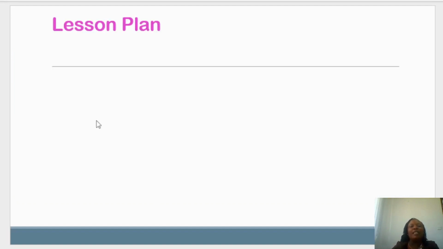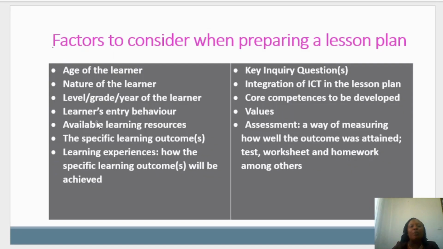Then after you have done the schemes of work, we go to the lesson plan. What are the factors that you consider when preparing a lesson plan? One, you need to know the age of the learners, the nature of the learners, then the level or the grade or the year the learners are. Remember, we're also talking about the stage-based learning. Then the learner's entry behavior is very important when you're planning. The available learning resources, the specific learning outcomes.